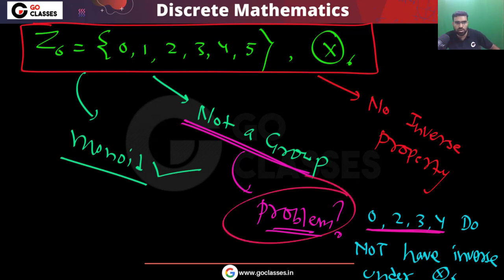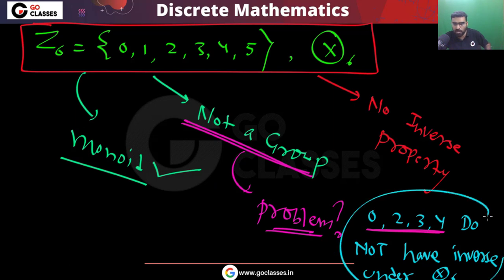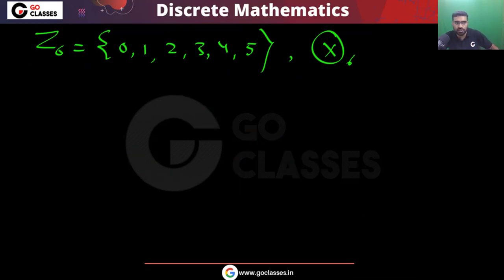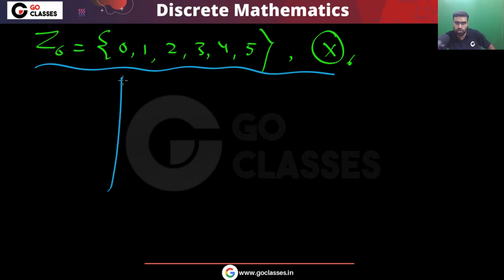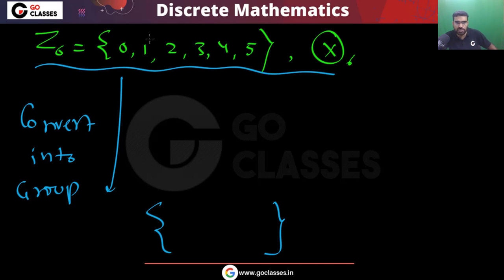So how to convert this into a group? This is our target. We know the problem. The problem is that these elements, 0, 2, 3, 4, do not have inverse. So how to convert this into a group? This is the next question. So let's convert it into a group. How to do that? Very simple. Just take those elements which have inverse. See, this element has inverse, this element has inverse. Take those elements. And I told you, these elements have inverse.